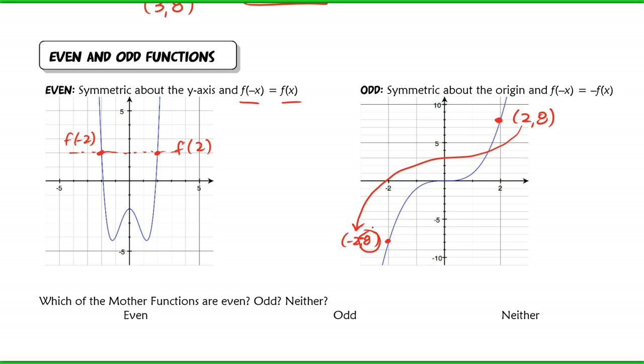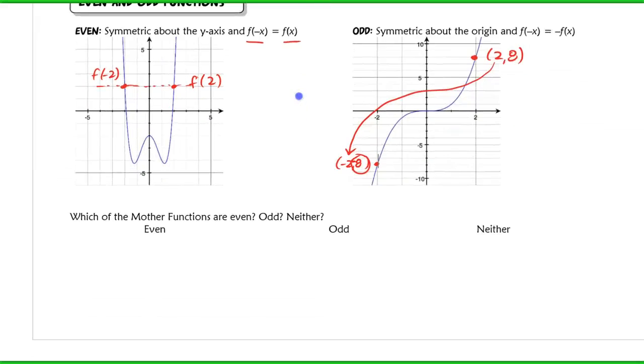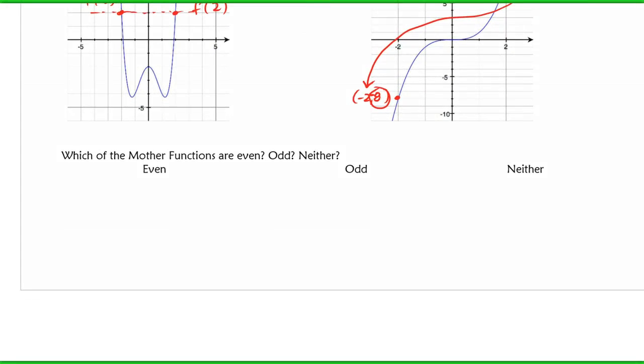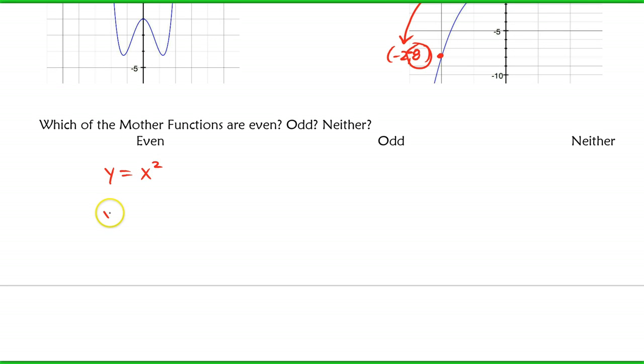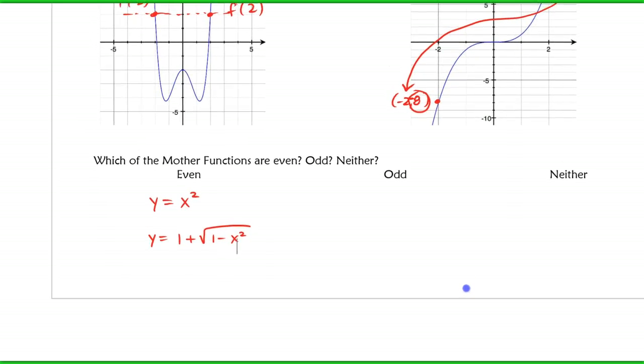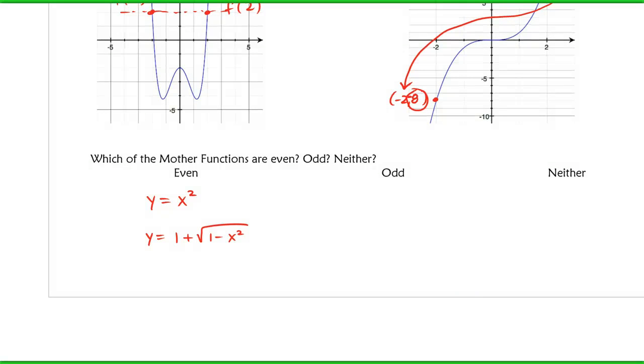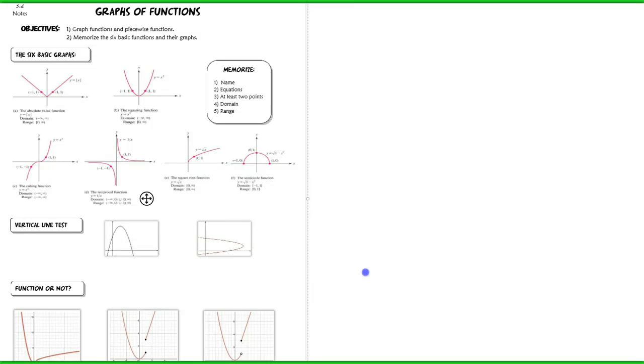Okay? Now the last question here, which of the mother functions are even, odd, or neither? Well, for an even function, we have y equals x squared, of course. We also have the function y equals 1 plus the square root of 1 minus x squared. What else? I'm just trying to graphically think of our main functions. Actually, let me see if I can pull that up really quick. Where is it? There we go.